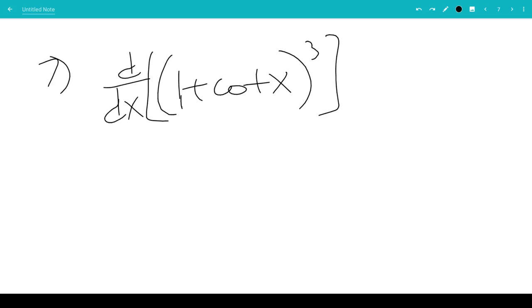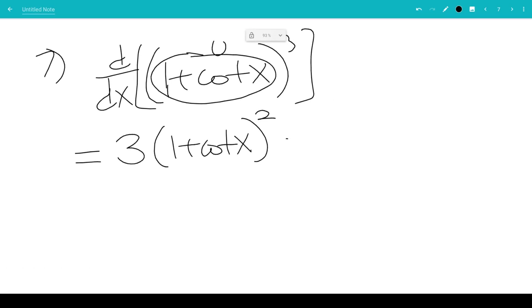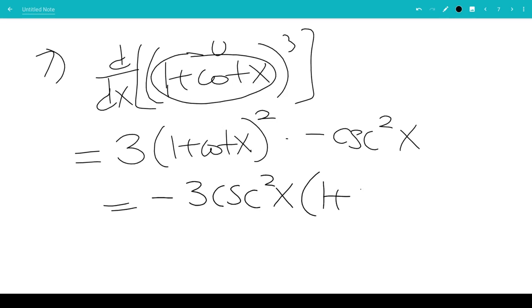Going to the next one, the derivative of 1 plus cotangent x, all raised to the 3rd power. You can think of this as some u function raised to the 3rd power, so we're going to bring the 3 down, so it would be 3u, which is 1 plus cotangent x, to the 3 minus 1, which is 2, times the derivative of cotangent x, which is minus cosecant squared x. So we can just clean it up a little bit, so it would be negative 3 cosecant squared x, 1 plus cotangent x, all squared.